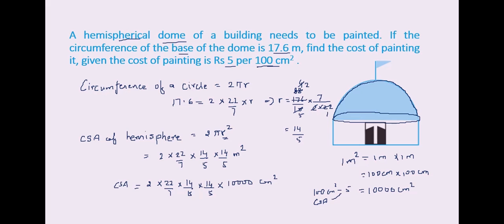CSA. You cross multiply, so CSA into 5 upon 100 to give us the answer. 5 ones are 5, 20s are, 7 ones are 7, 2s are. So multiplying this remaining thing will give you your answer in rupees. I am not doing the calculation for you. You can do the calculation on your own.